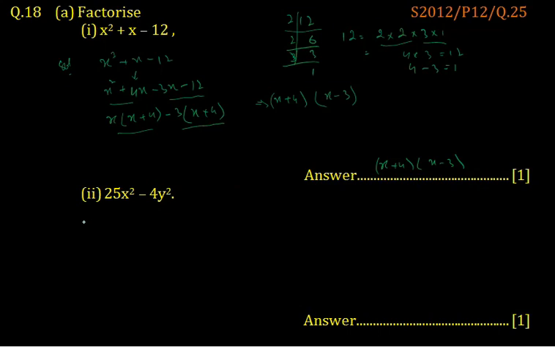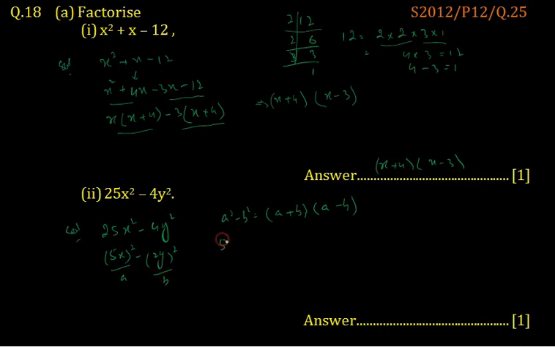Similarly, part 2, we have to factorize this as well. It is 25x square minus 4y square. We can write it as 5x whole square minus 2y whole square. So we can apply the formula of a square minus b square, which can be written as a plus b, a minus b. We consider 5x as a, and 2y as b.